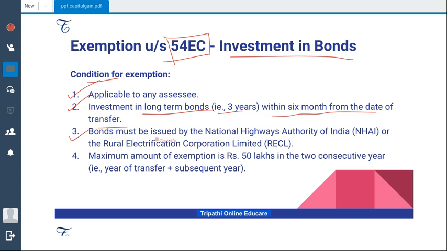Third, the bond must be issued by the National Highway Authority of India, that is NHAI, or the Rural Electrification Corporation Limited, RECL.